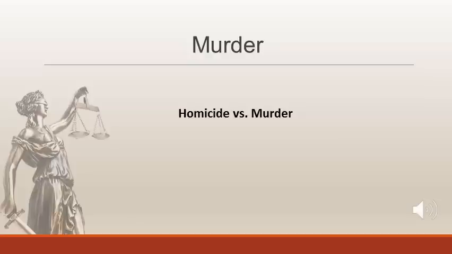So just be cognizant of the differences between the terms homicide and murder. So not all homicides are murder, but all murders are homicides. So now that we've established the difference between those, now let's take a look at the elements and how to establish whether or not a homicide is murder.